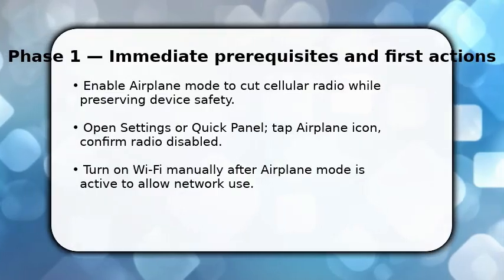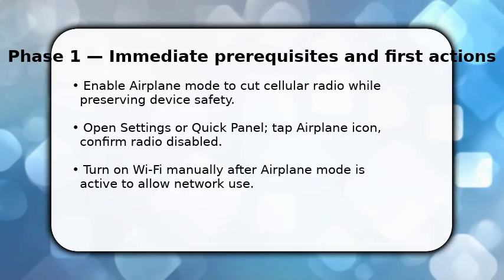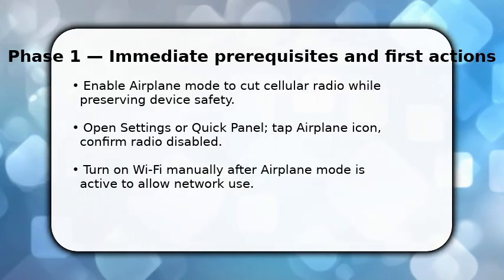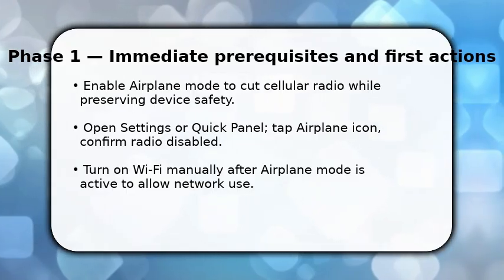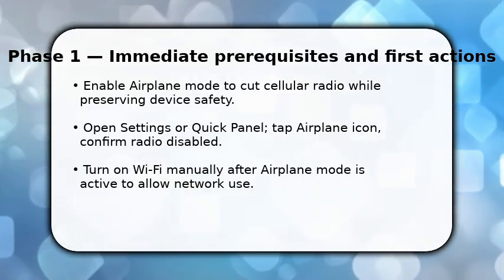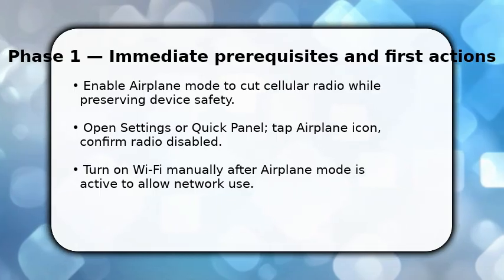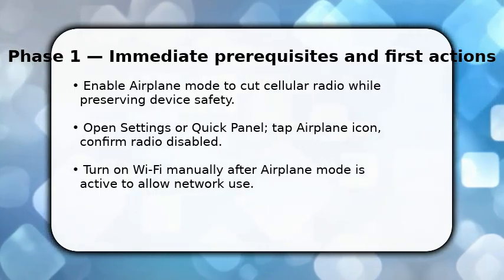You begin by doing the legal and safe step. Enable airplane mode so cellular radios shut off. Once done, do not leave settings, go straight to Wi-Fi and manually switch it on. This lets you keep radios off while still using onboard or approved networks.